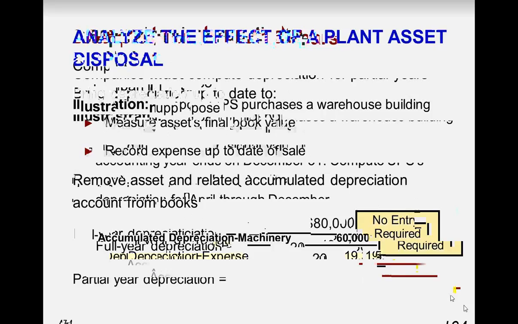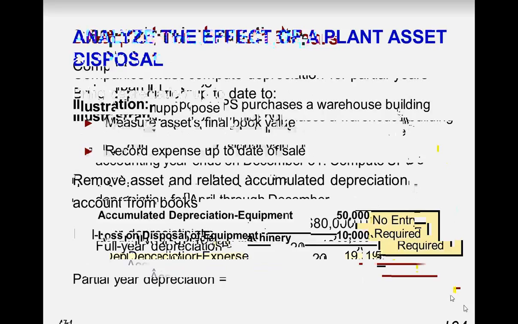If we assumed that the equipment had a cost of $60,000 and its accumulated depreciation is $50,000, the book value is $10,000 at this point in time. So if we junk the equipment and don't get anything out of it, this time we have a loss because our book value is $10,000. But the equipment was on the books for $60,000, and our debits have to equal our credits. So we had a loss on getting rid of that piece of equipment.